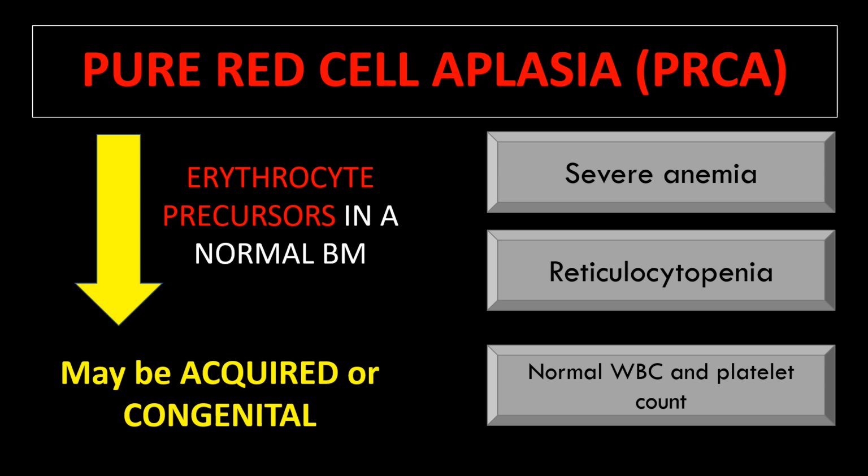The decrease in the erythrocyte precursors would lead to severe anemia since there would be a decrease in mature red blood cells. There would also be reticulocytopenia, but strikingly, there would be a normal WBC and platelet count. As the name implies, it's pure red cell aplasia. So there would be a decrease in the erythrocyte, or red blood cell, precursors in the normal bone marrow.